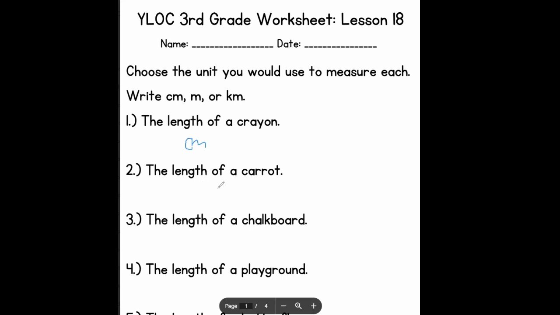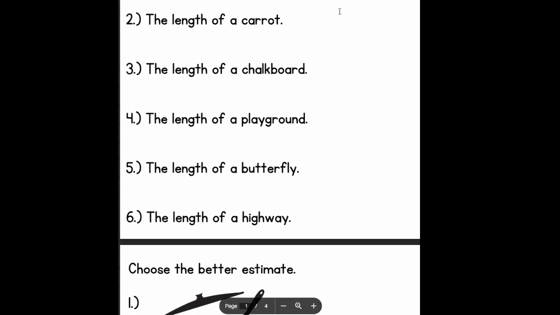The length of a carrot would be in centimeters. So to put it into perspective, centimeters are related to rulers. If you can measure something with a ruler, then you should probably use centimeters. Meters is for large distances, like a walk around your neighborhood maybe. And kilometers is for really far distances, like when you're going on a road trip.